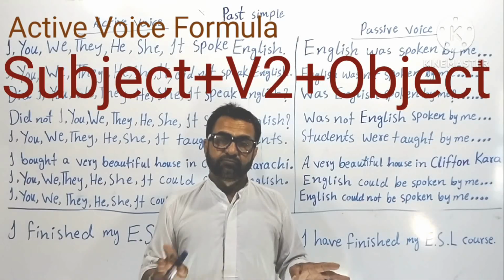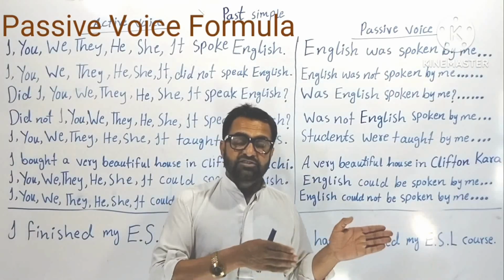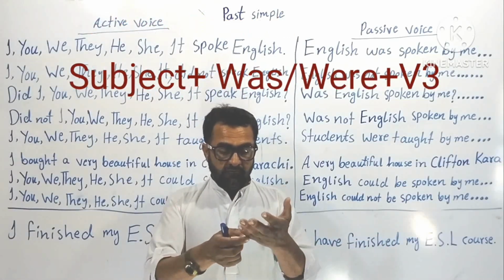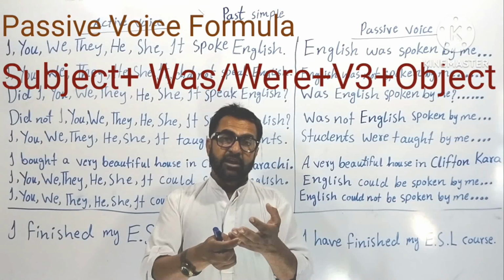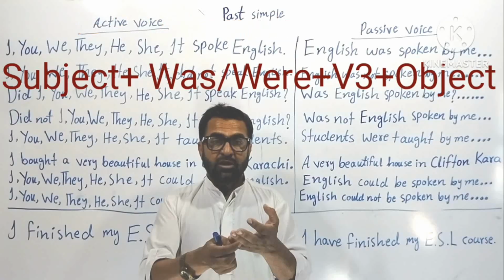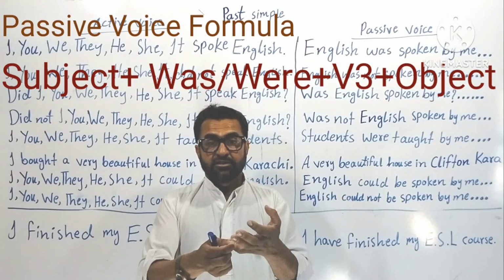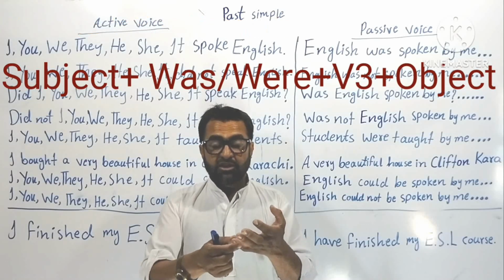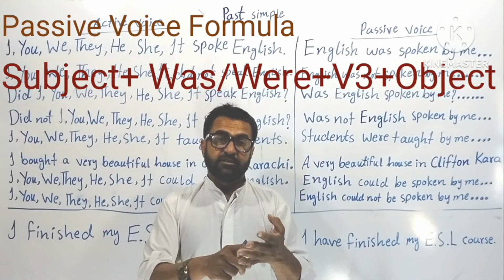Clear? Understood? Now, if we talk about the passive voice, let's see the formula of passive voice. First of all, your subject, then your helping verb, was, then your main verb, V3, past participle, or the third form of the verb, then your object. Understood?